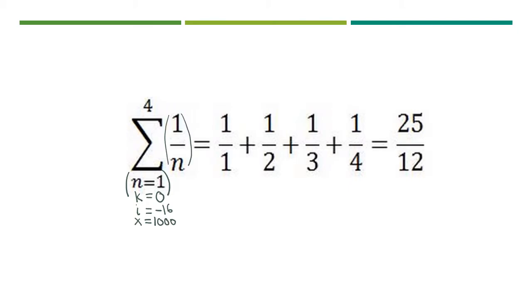So there's always going to be a 1 in the numerator, and then in the denominator, this is the number that we're incrementing, so it's going to change. This number on top tells us what number we're going to stop at, and in this case it's 4. So let's begin with the summation. We have 1 over 1 plus 1 over 2 plus 1 over 3 plus 1 over 4, and that results in 25 over 12.